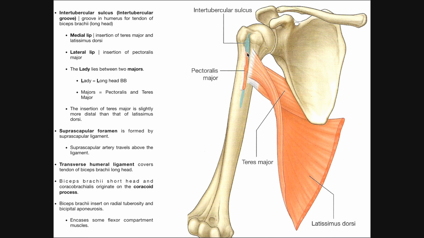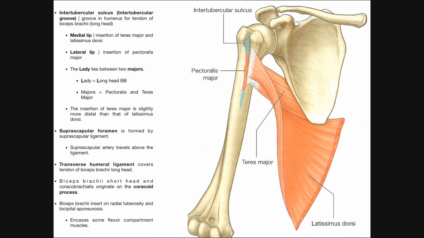And this may help you a little bit. One of the ways to remember this is that the lady lies between two majors. This is sort of an acronym type of thing that people have used. The lady, L, is long head of biceps brachii. That's its tendon right here that's in the groove, and it lies between two majors, pectoralis major and teres major. And technically there's also latissimus dorsi here. One other way you can learn this is the lady lies between a major and a lieutenant. Why a lieutenant? Because the abbreviation for lieutenant is LT. So L for latissimus dorsi, T for teres major.